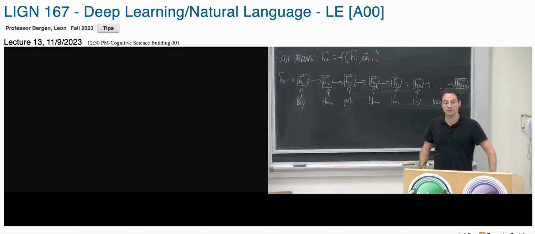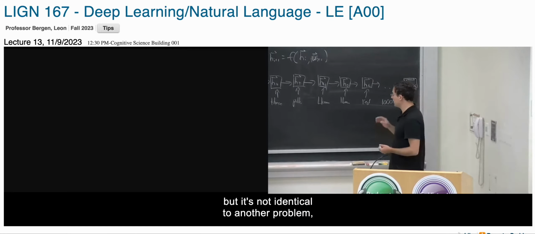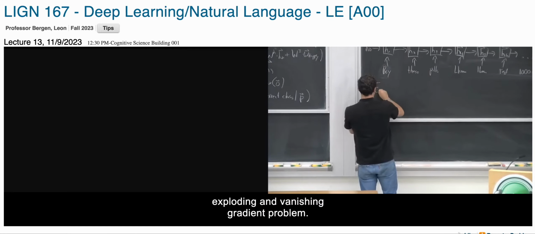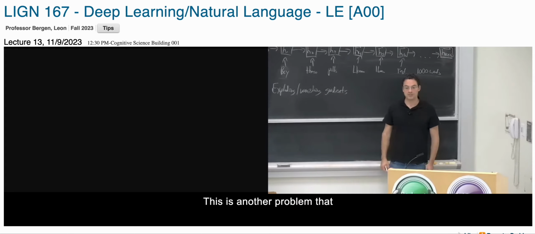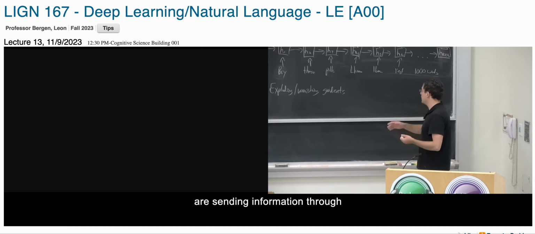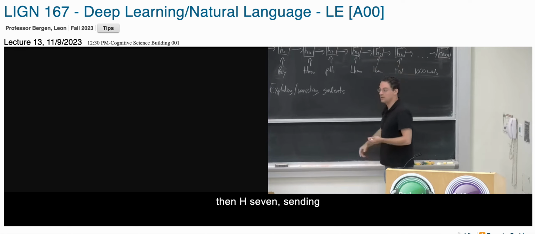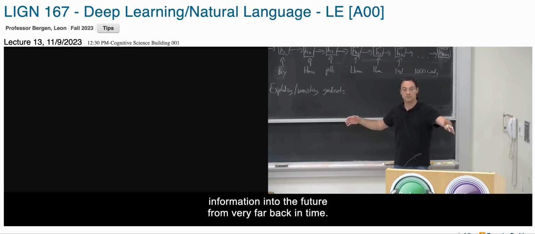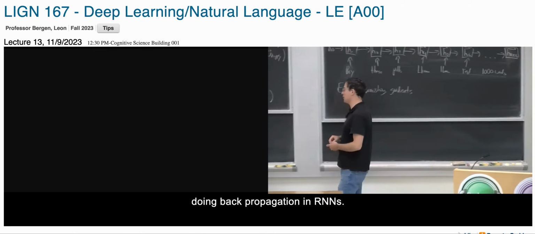Any questions? Okay. This is related, but it's not identical to another problem which we'll learn about next time, which is called the exploding and vanishing gradient problem. This is another problem that comes about from the fact that you are sending information through very, very long sequences of function applications. So you're applying the same function over and over and over again. There's this RNN function. It applies to H4, then H5, then H6, then H7. So you're sending information into the future from very far back in time. This is another problem that results from that. So we'll talk about that. It's a problem for doing backpropagation in RNNs.